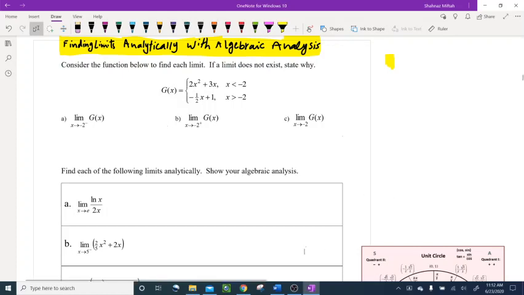Hello everyone. Today we are working on finding limits analytically with algebraic analysis. Consider the function below to find each limit. If a limit does not exist, state why. This is a piecewise function, g of x, and I have restrictions x less than -2 and x greater than -2. And the A, B, C questions are asking me limit x approaches -2 from the left, from the right, and from both sides. Okay, so part E is, and what do we do?